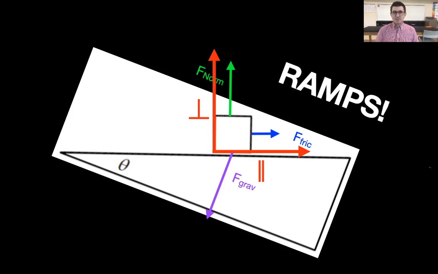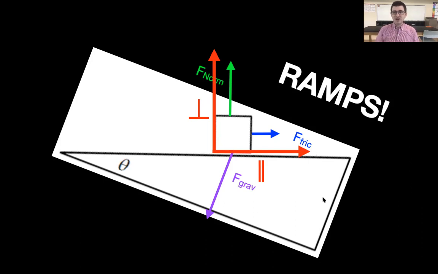Since this direction is perpendicular to the surface, sometimes physicists use this symbol to mean perpendicular, and geometrists use that symbol too. And since this direction is parallel to the surface, we can use two parallel lines to show that we're talking about the forces that are perpendicular to the surface and the forces that are parallel to the surface.